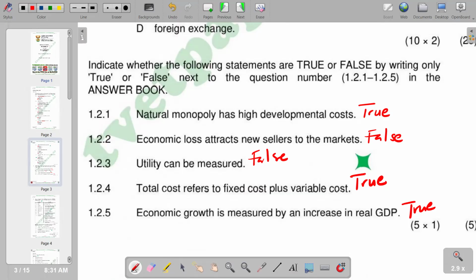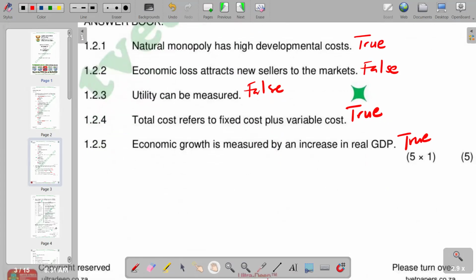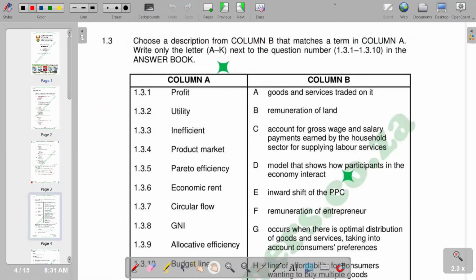Of course, we move on to the next part, which is the matching section. You have to choose a description in column B that matches a term in column A. Of course, the first term that we have is profit. And we know that profit is a scenario whereby the revenue is greater than the expenses. So which explanation matches profit?